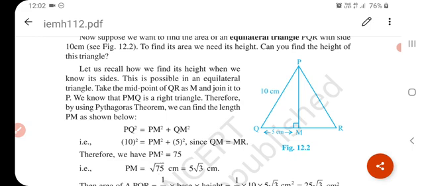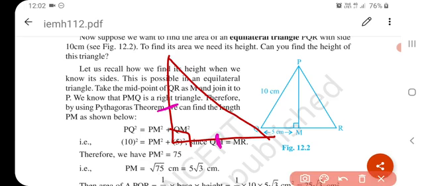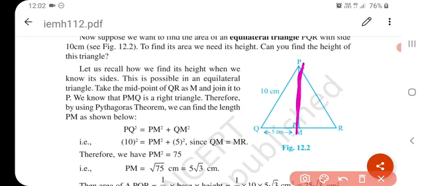So we know that PMQ is a right angle triangle. Now, by using the Pythagoras theorem we can find the length of PM also. Means we will find the length of this side too. Which side? This side. So we can easily find the length of this side also.